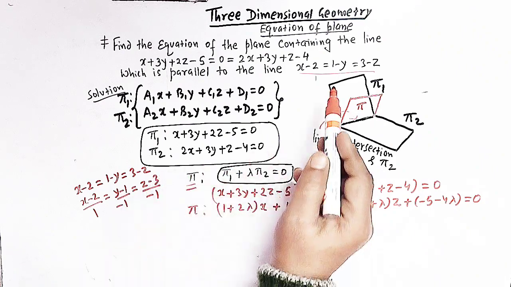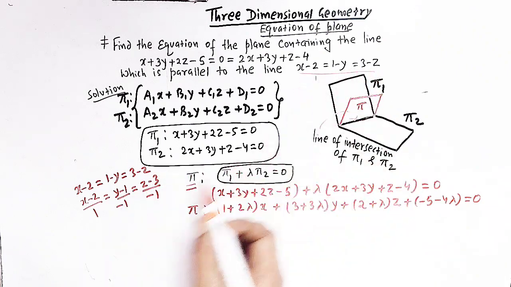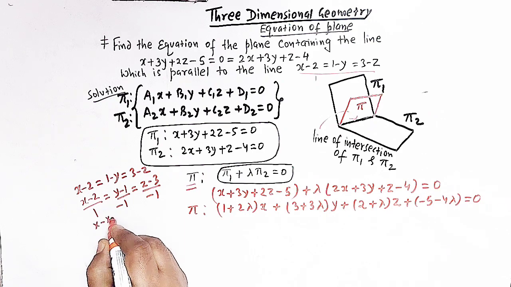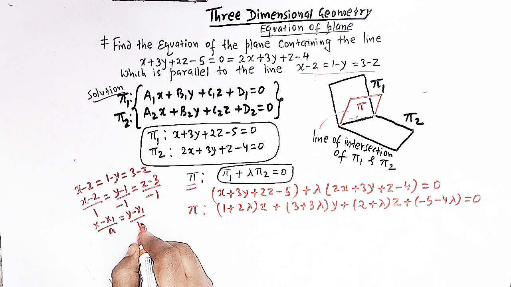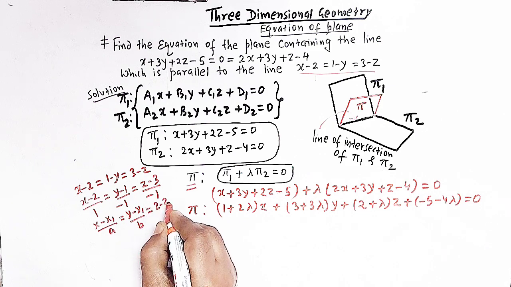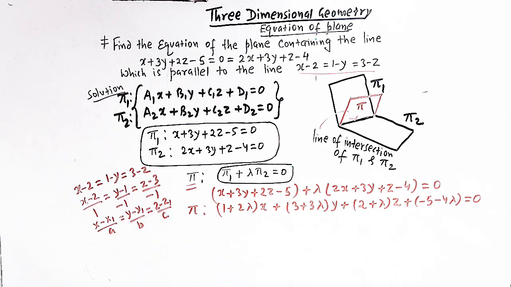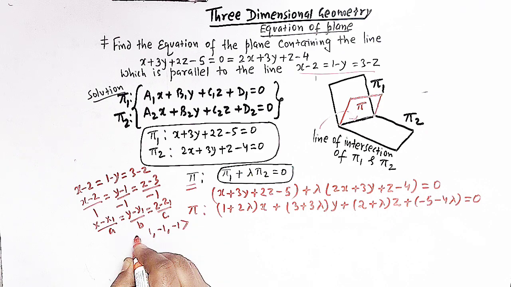So now we have written this equation in this form, that is x minus x1 over a, y minus y1 over b, and z minus z1 over c. So the direction ratios of this line are given by 1, minus 1 and minus 1.